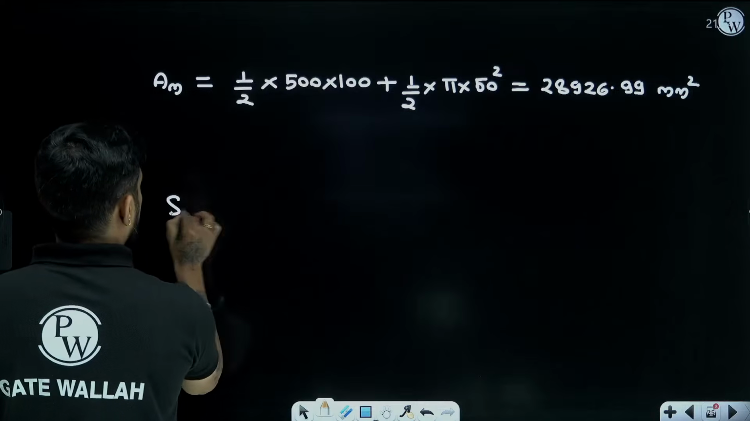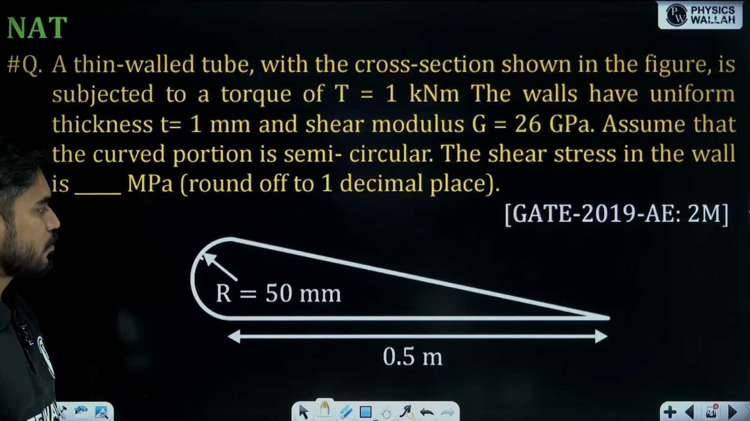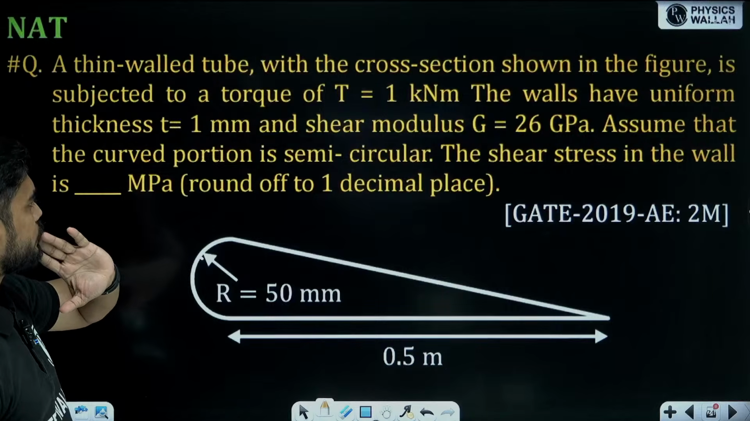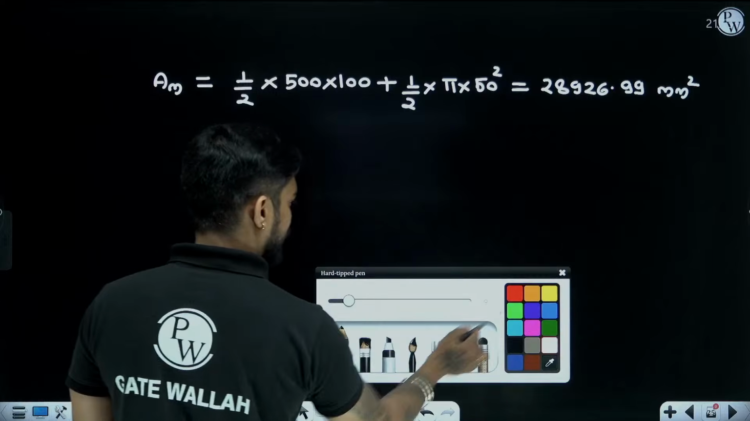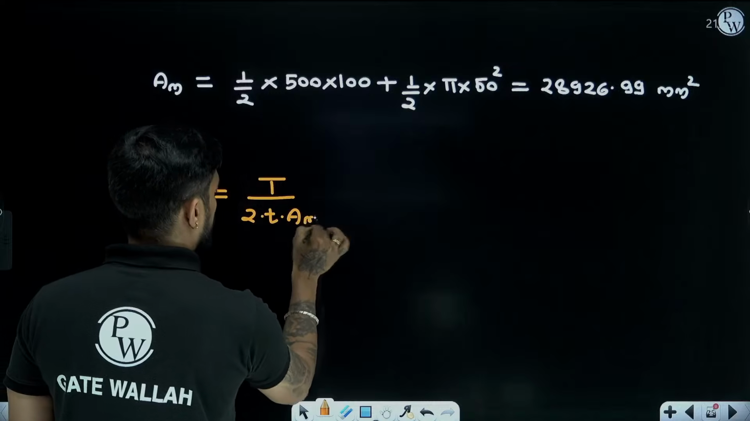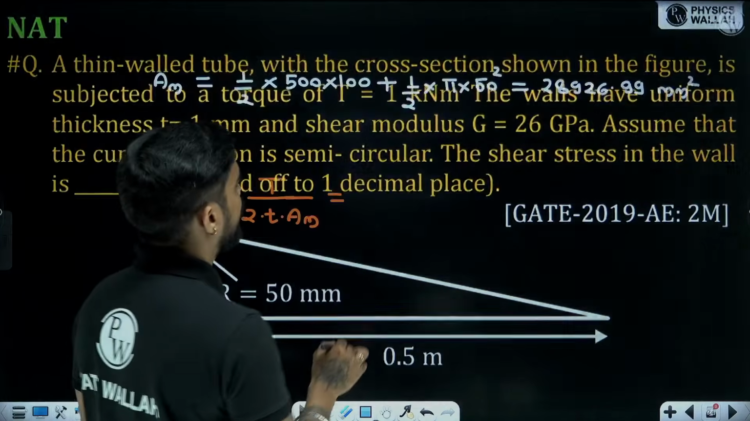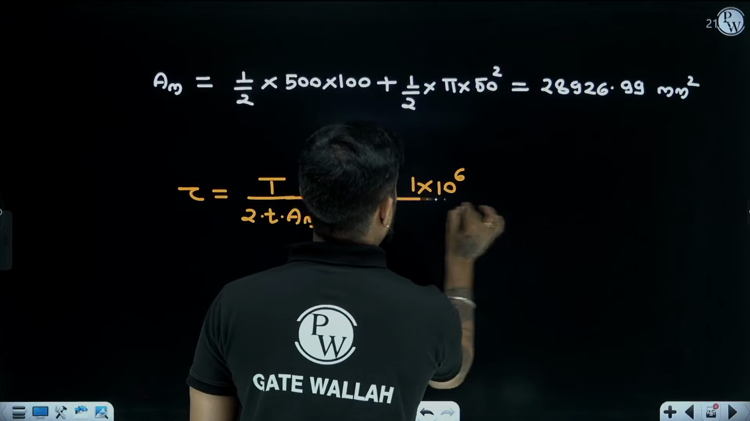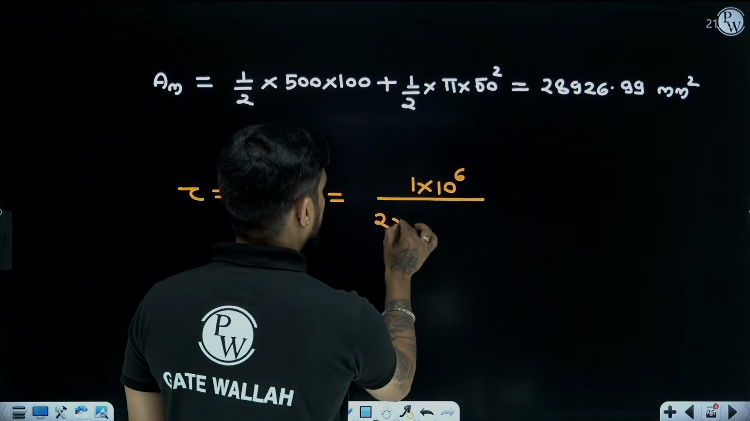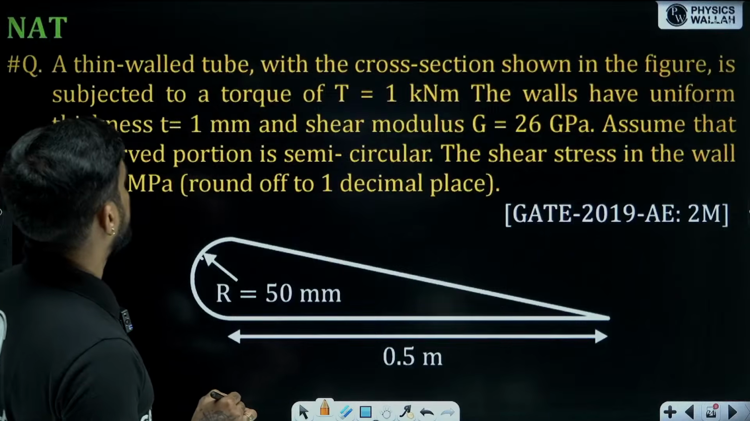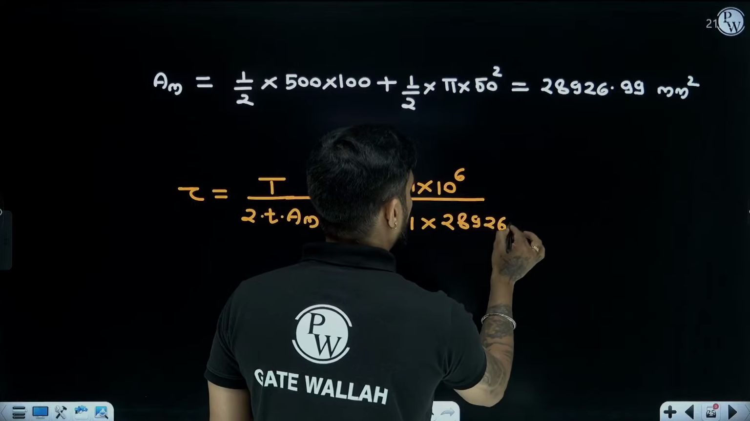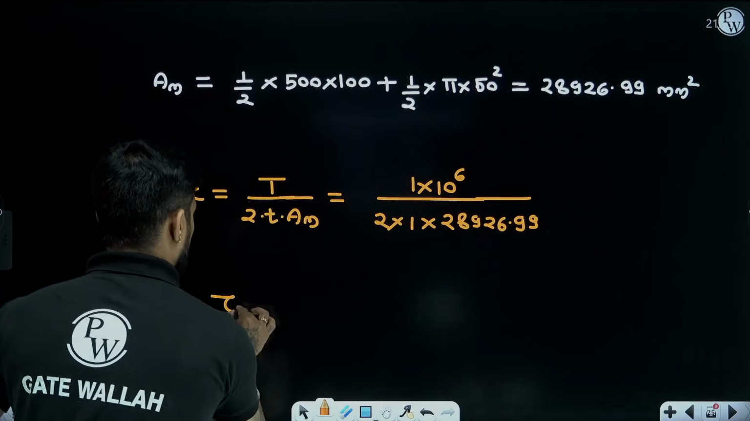Okay, and the length of the center line also needs to be calculated. We'll use the same formula again. But we need to calculate the shear stress only, so we don't need the length. So directly we will use the formula of tau: T upon 2 into t into AM. So what is the shear stress? 1 kilonewton meter, so 1 into 10 to the power 6 Newton mm. Then 2 into thickness. What is the thickness? Thickness is 1 mm. And the area enclosed by the center line is 28926.99 mm square.